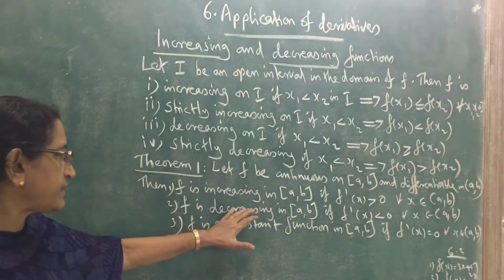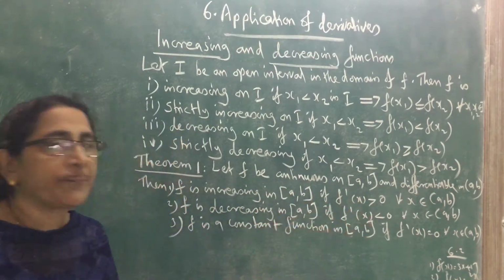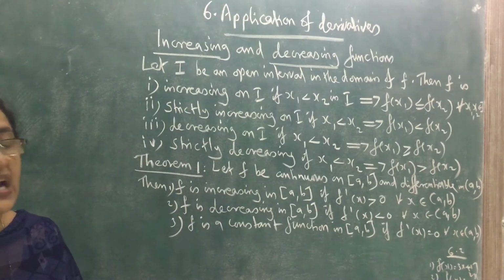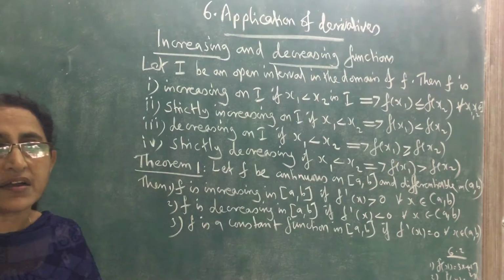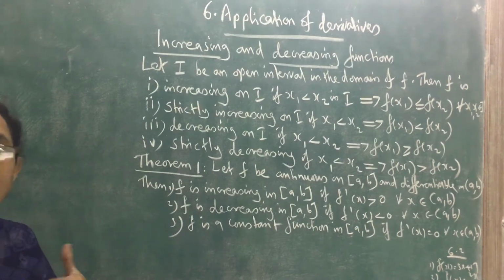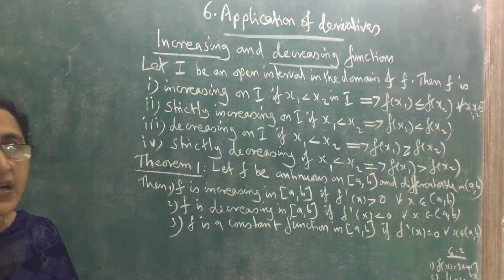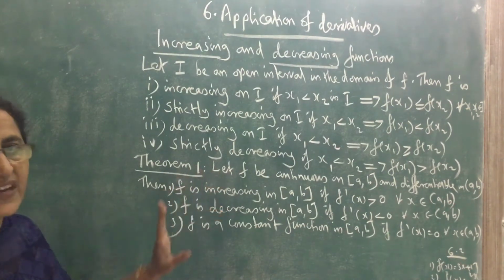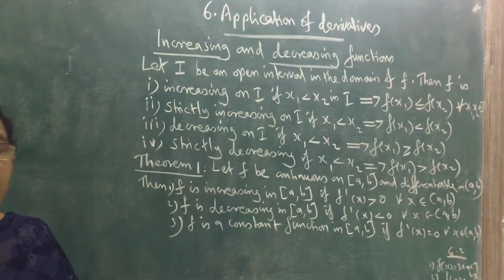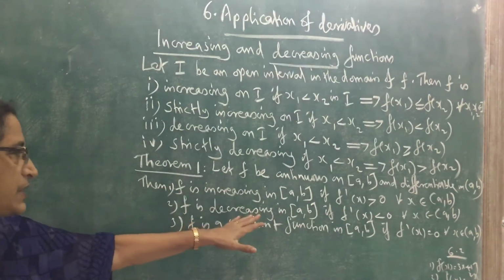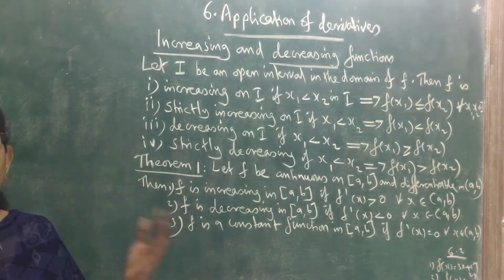So understand that when the derivative of the function is greater than 0, then the function is increasing. And when the derivative is less than 0, then the function is decreasing. In some cases, the derivative is equal to 0. In that case, the function is a constant function. So this is a very important theorem. To check whether the function is increasing or decreasing, we are using the theorem. So we have to find out whether derivative f dash x is greater than 0 or less than 0.